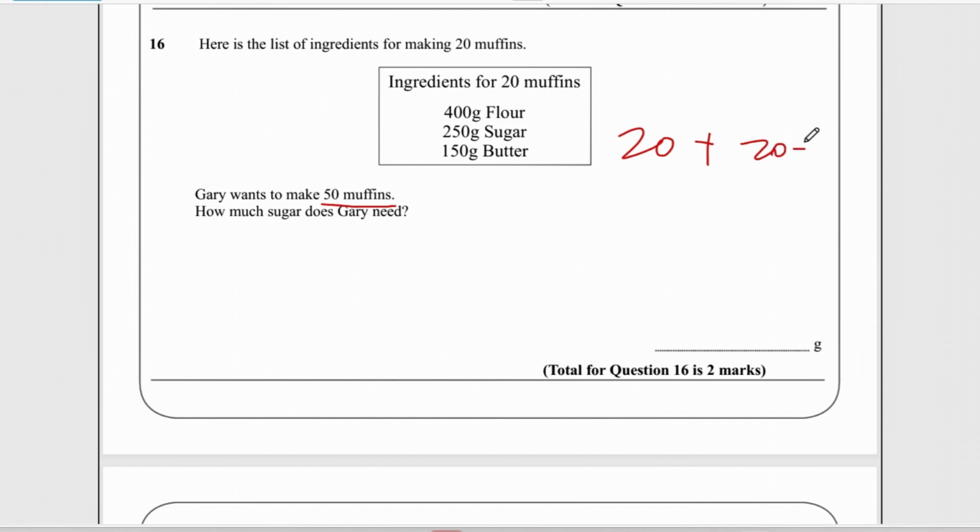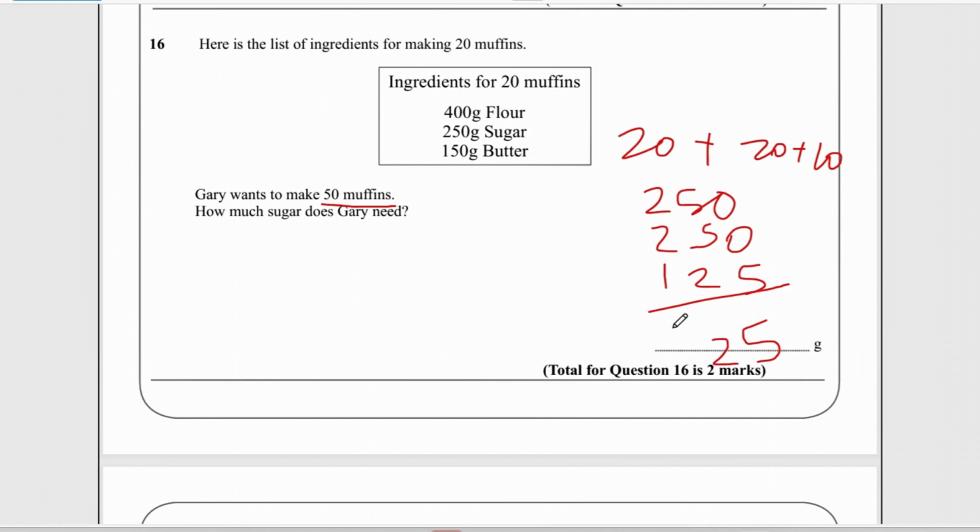Okay, so 20 muffins is going to use 250 grams of sugar. So 250 plus 250. Now, if for 20 we use 250, for 10 we use half of 250, and half of 250 is 125. So you add 250 plus 250 plus 125. And at the end of the day, this gives you 625 grams, just like that.